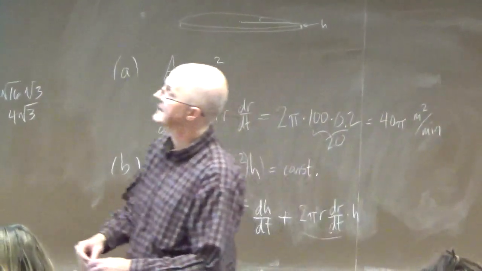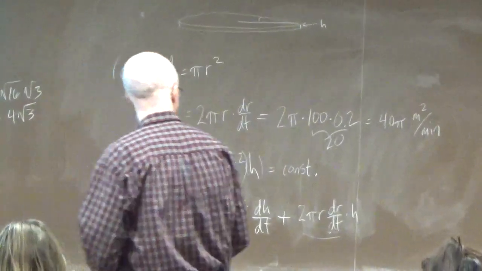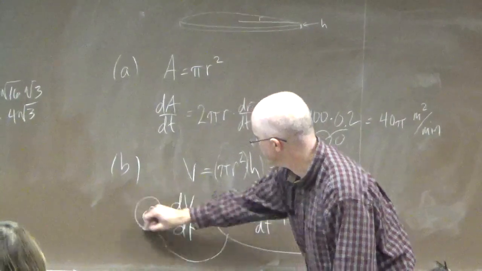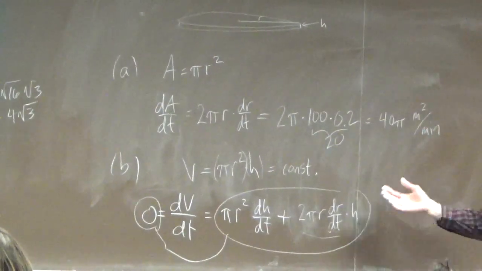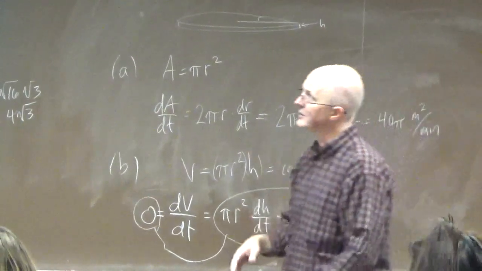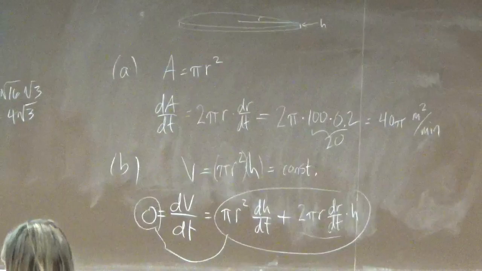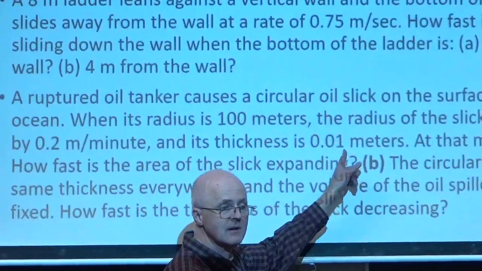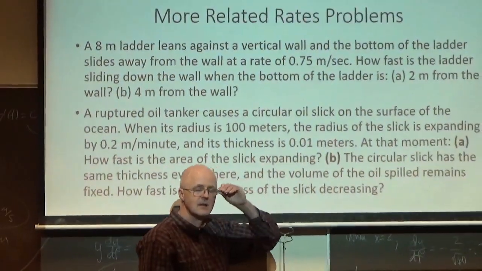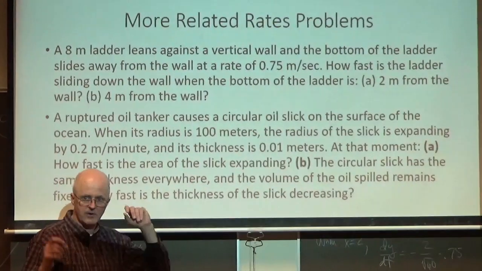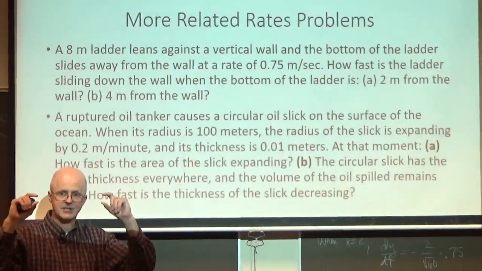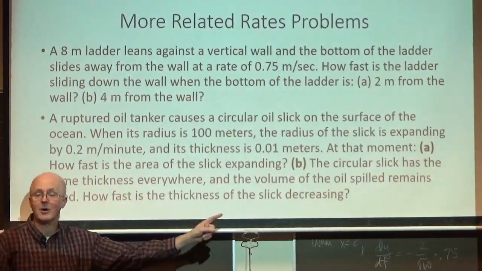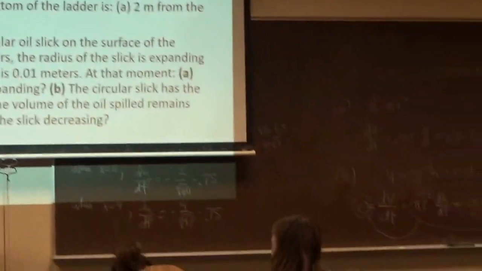What should you do now to finish the problem? You want to know how fast the thickness is decreasing. That's dh/dt. You want to solve this equation for dh/dt in terms of r and h and dr/dt. You then plug in r equals 100. The dr/dt is 0.2 meters per minute, and h is 0.01. You should get a negative derivative because h is getting smaller. However, the problem phrase is how fast is it decreasing? You want to take the absolute value of that to get a positive final answer.